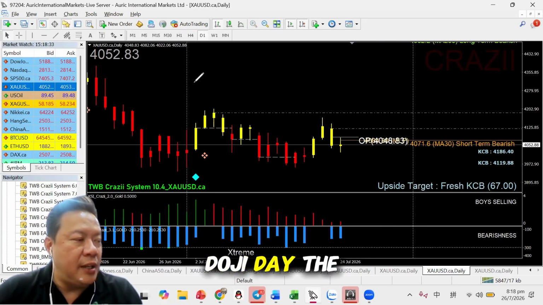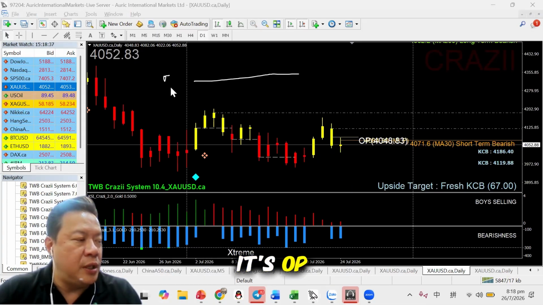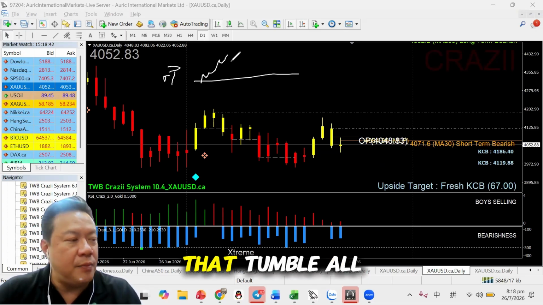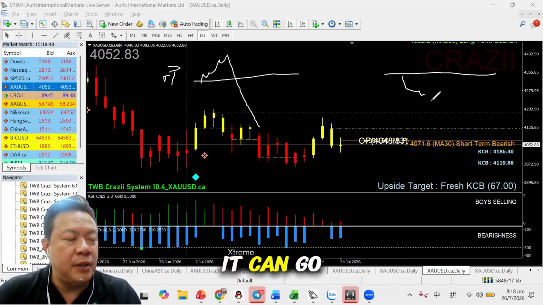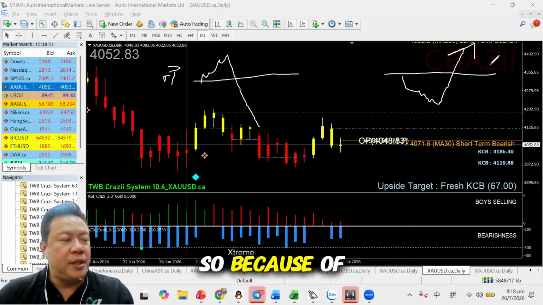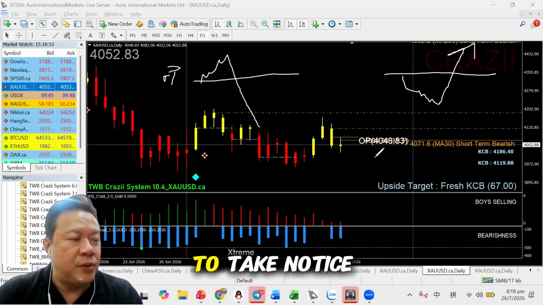When it's a doji day, the market usually, if it's up, it will go up first, and then after that, tumble all the way down. Vice versa, it can go down first, and then shoot all the way up. Can you understand? So because of that, tomorrow we have to take notice, okay?